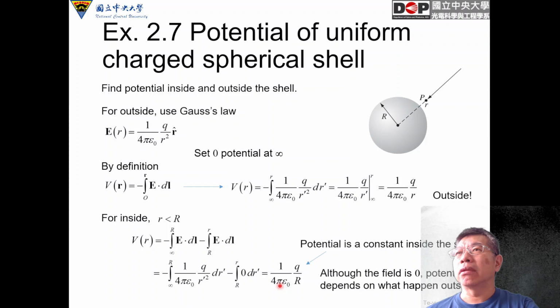So although the field is zero, the potential depends on what happens outside. Inside, the potential is a constant, and there's also no field inside it.